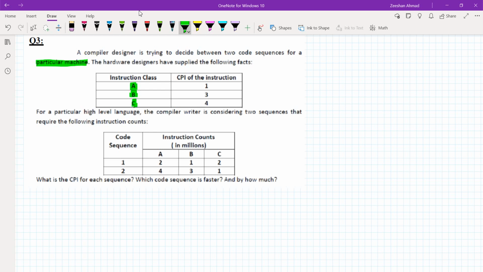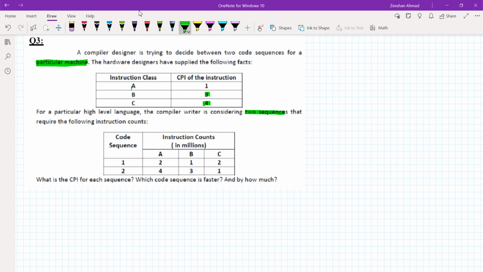For example, you can say A is basically branch, B is the load and store, C is basically your jump statement. So it can be any type of instruction here. He has just mentioned A, B, and C of certain types. Next, he said the CPI of the instruction: the CPI of instruction of type A, CPI of instruction of type B, CPI of instruction of type C. Now he said that for a certain high level language, the compiler writer is considering two code sequences.